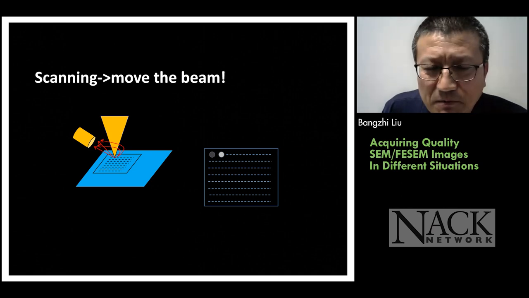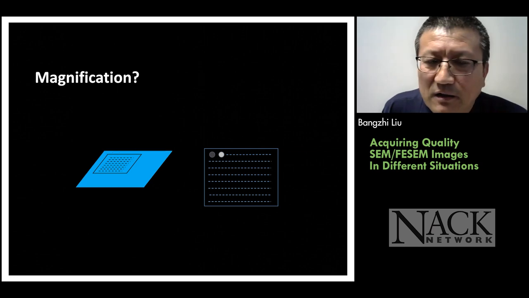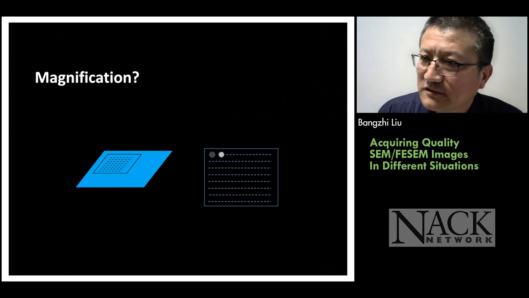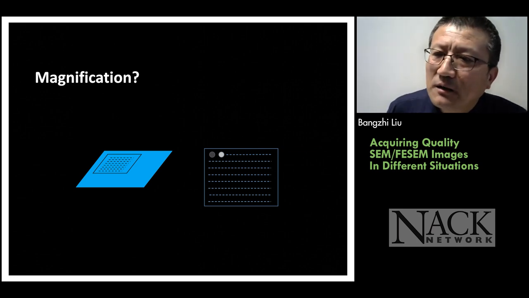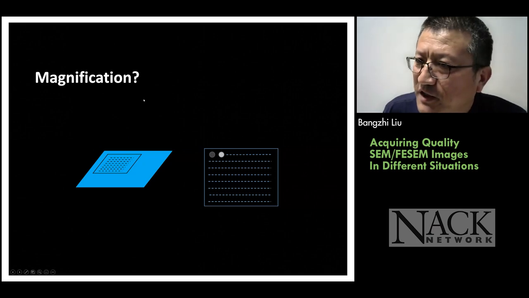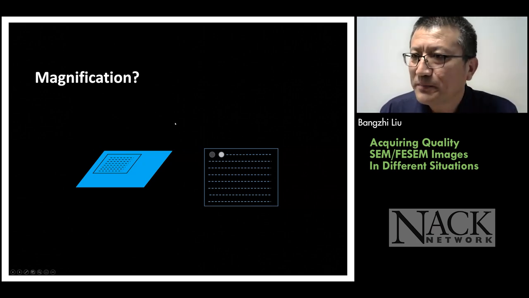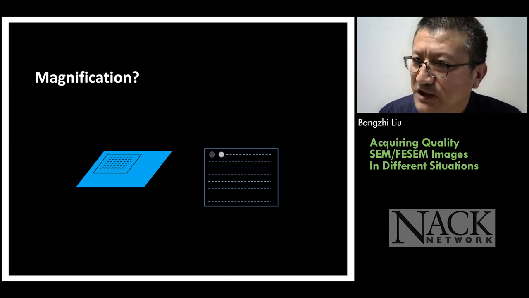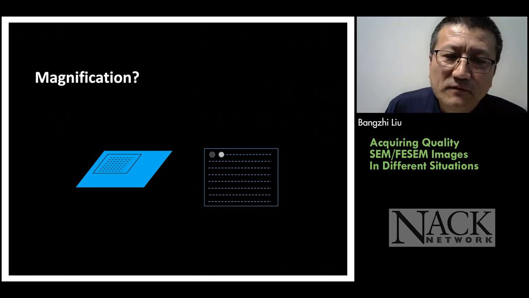Okay, I want to stop here. If you know how the image forms for a scanning SEM, how do you define magnification? Or what do you change to zoom in and zoom out? What component do you really change?